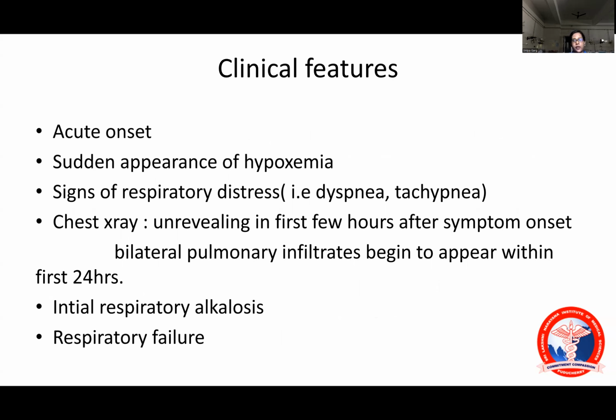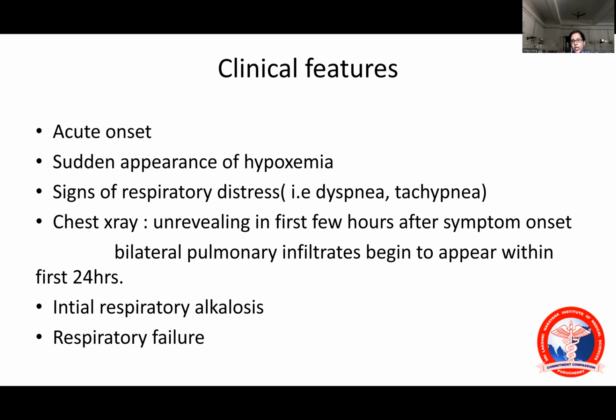Okay, so coming to clinical features. The first feature is going to be the time of onset. It should be of acute onset. Acute onset means it should be within less than 1 week. There is sudden appearance of hypoxemia, the blood saturation of oxygen should be low, and PaO2 should come down. And there should be signs of respiratory distress, like a high respiratory rate, as in tachypnea, or the patient should have difficulty in breathing.